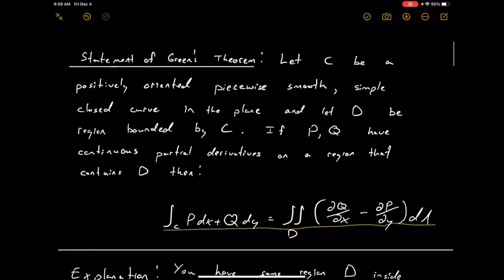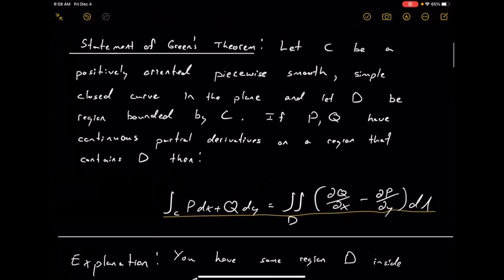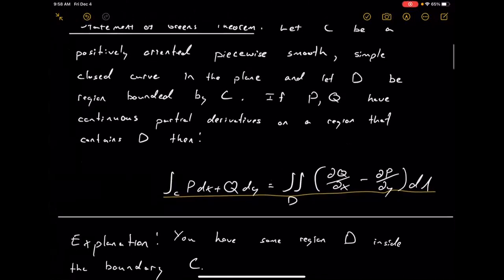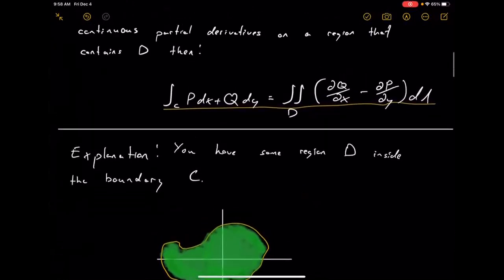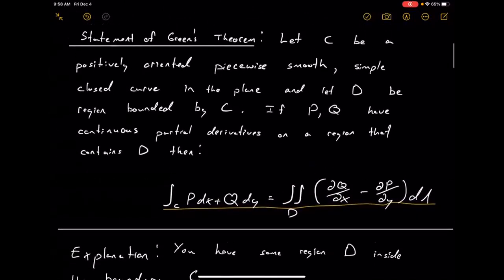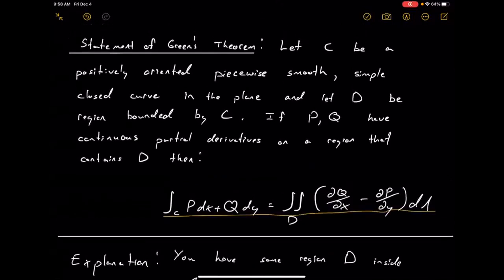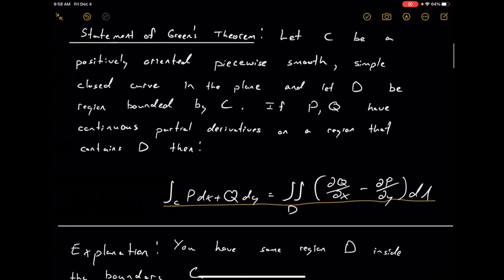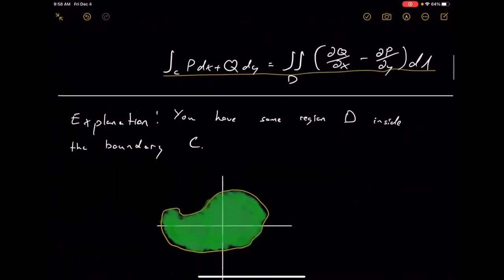Okay, so this was like a huge wall of text, and probably, even if you kind of looked at it and read it for a while, maybe it doesn't make a lot of sense. So let's do a little quick explanation. Okay, let's go just piece by piece. This first sentence is kind of a doozy. All right, C is a positively oriented, piecewise smooth, simple closed curve in the plane, and D is the region bounded by C.